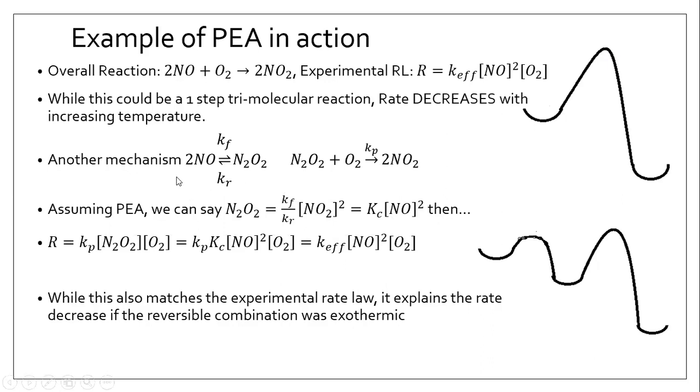But another mechanism is K forward, K reverse, where 2NO goes to N2O2 and establishes pre-equilibrium. Then N2O2 hits O2. Now, assuming we have pre-equilibrium, we can say that N2O2 is equal to Kf over Kr times NO squared. We would have had A and B, but since it's not NO2, it's NO squared. So let me just fix that on the fly.